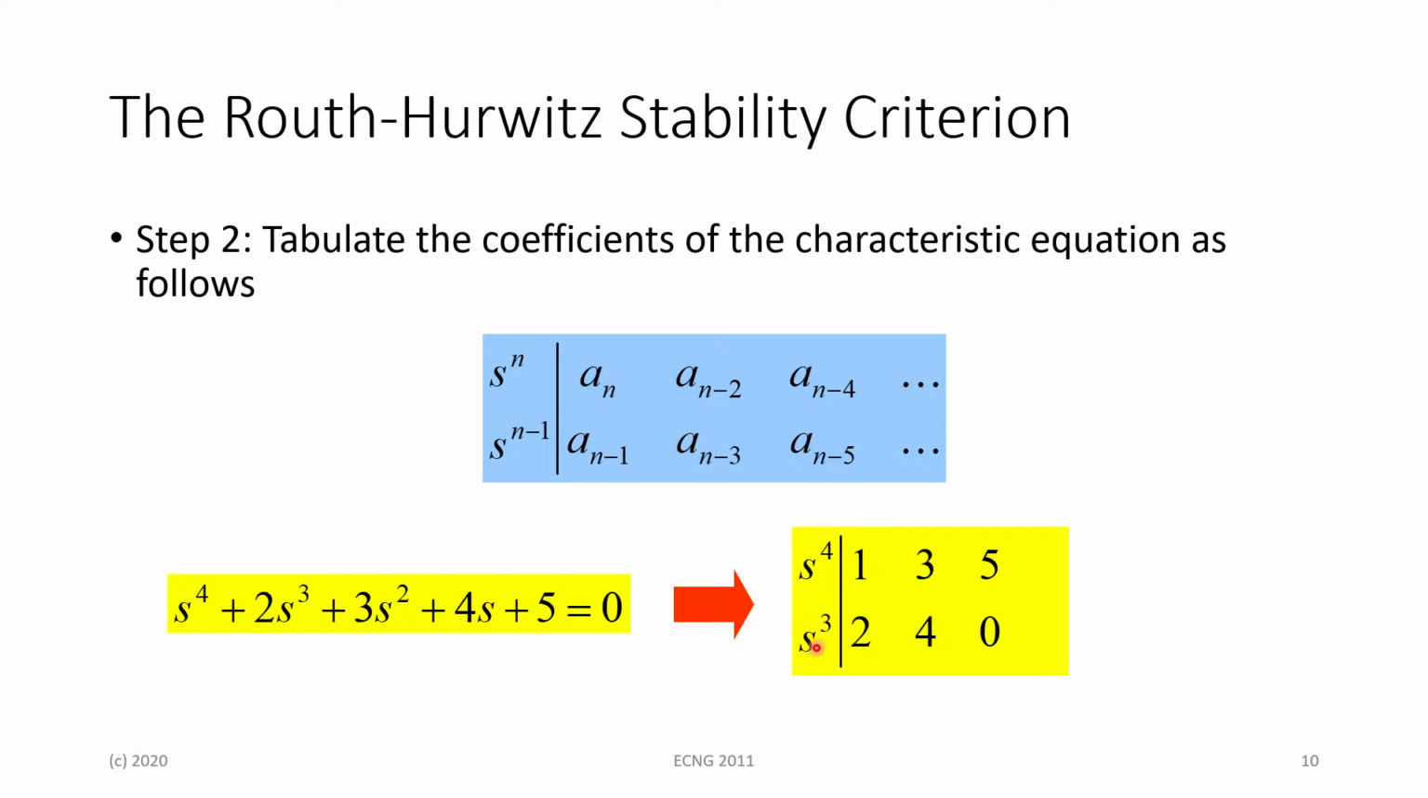The next row is going to be the coefficients of the odd powers of s. So for s cubed, that coefficient is 2. For s to the power 1, that coefficient is 4. And because there isn't an s to the negative 1 power, the coefficient there is just going to be 0 accordingly.